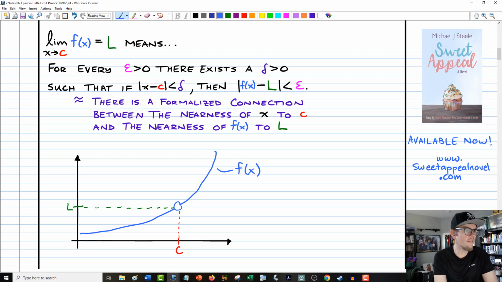So in any event, we've got this established connection. We're saying that if you are within this distance of c, your function values are going to be within this distance of L. So let's show you what that ends up looking like.